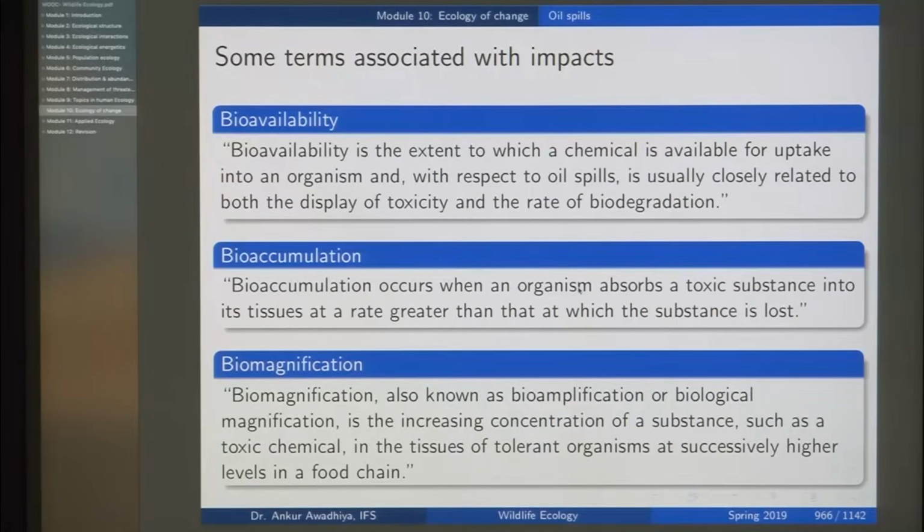Now, we looked at bioavailability, bioaccumulation, and biomagnification. Bioavailability is the extent to which a chemical is available for uptake into an organism. Bioaccumulation occurs when an organism absorbs a toxic substance into its tissues at a rate greater than that at which the substance is lost. This loss could be because of degradation in the body, or because of excretion out of the body. Third is biomagnification, which is also known as bioamplification or biological magnification. It is the increase in the concentration of the substance as you move up in the food chain.